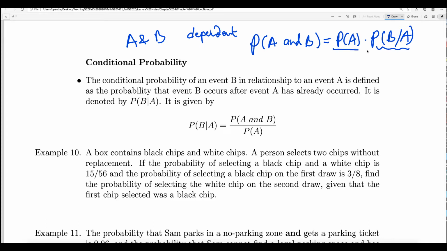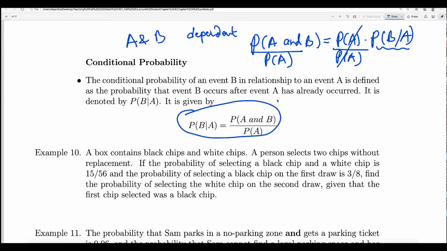If you divide both sides by P(A), then you cancel that out. So P(B given A), that means the probability of B given that A already happened, is the probability of A and B divided by the probability of A. This is the conditional probability formula. So, the probability of B given that A already occurred in the first place.